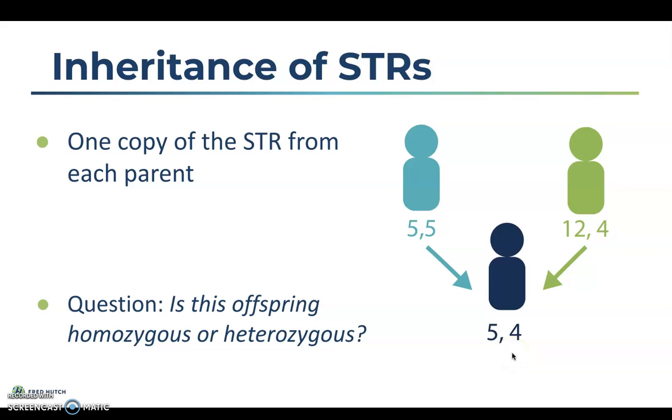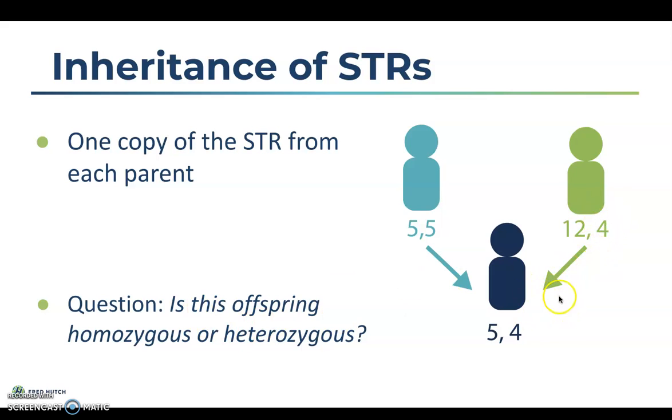Just to illustrate that, if you're wondering what I mean by from mom and from dad: each individual has 2 copies of each gene, and they pass on one of their copies to you. So you could have a homozygous parent that has 5 and 5 copies, and a heterozygous parent that has 12 and 4, and you would inherit one allele with one of their numbers of copies from each parent, right?